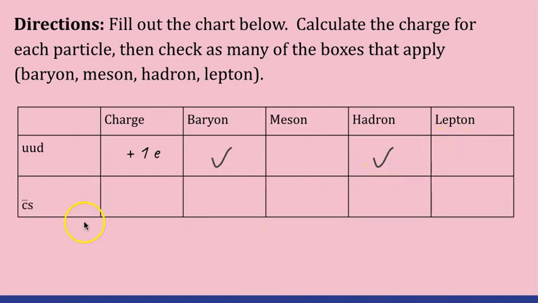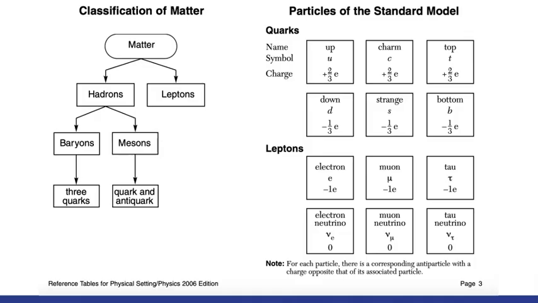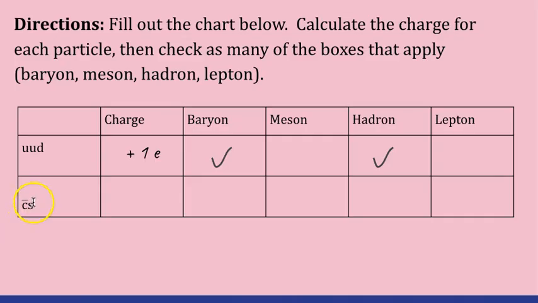And then in my next row, this C with the line over it stands for anti-charm quark. So anything with the line over it is the antiparticle. So you can go ahead and look up the charge for each. Remember, for the anti-charm, you have to flip the charge. So a charm quark has plus 2/3. The anti-charm is going to have a minus 2/3. And then look up the charge for the strange quark, add them up together, and then check off whichever of these apply.